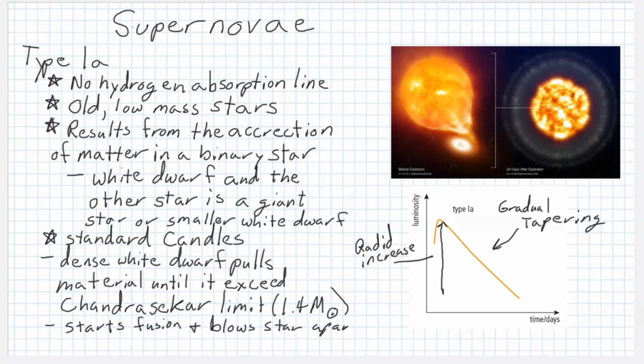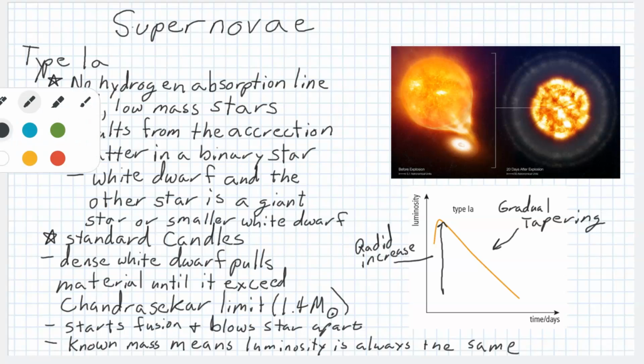Once it exceeds 1.4 solar masses, it starts up a fusion reaction, which then blows the star apart in a supernova. Because this supernova always happens at a known mass of 1.4 solar masses, that means we know the luminosity, and we can use apparent brightness to find the distance to that supernova.